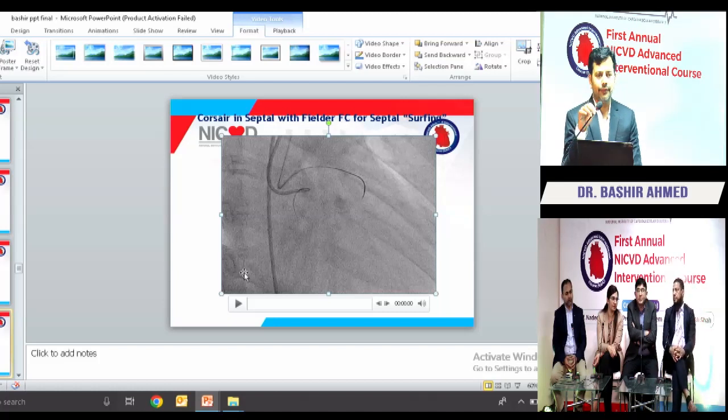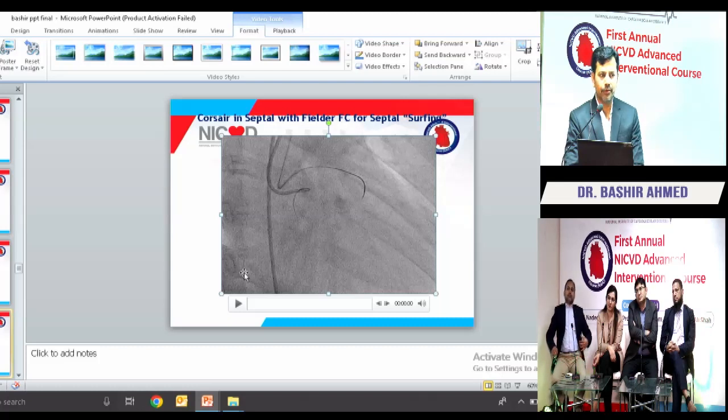So for the retrograde approach, as Dr. Mahesh is mentioning, it's important not just the presence of collaterals, but interventional collaterals. You don't just have to pass the wire, you have to take some devices, especially the microcatheter, and sometimes you may need small balloons.